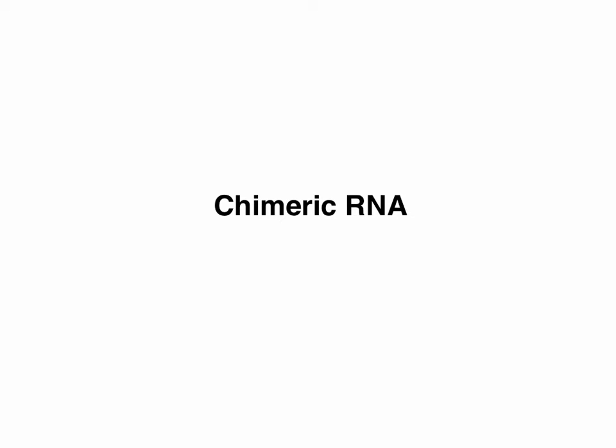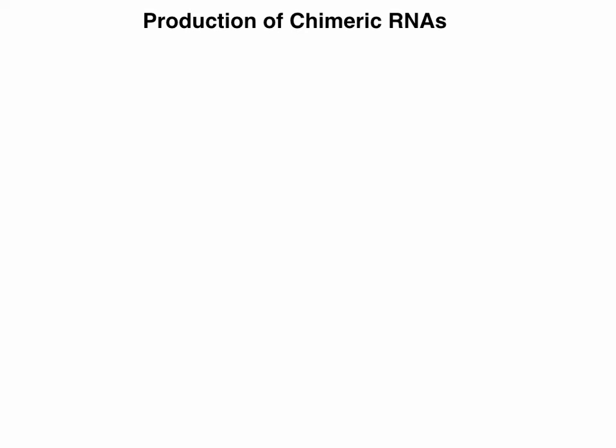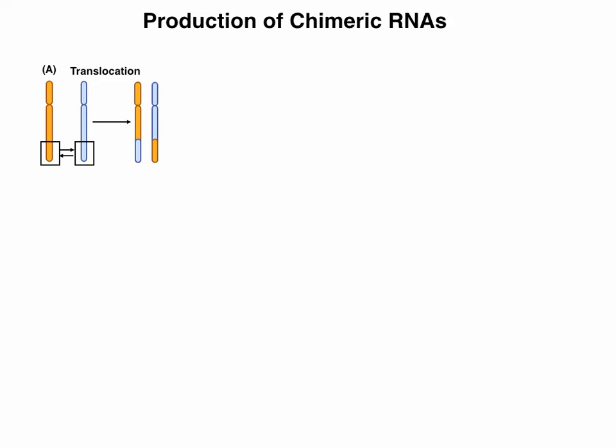Fusion transcripts or chimeric RNAs were once thought to be generated solely by chromosomal rearrangement. Chromosomal translocations, for example, are a well-documented source of gene fusions. One of the best-known examples of fusion genes, BCR-ABL, is the product of the Philadelphia chromosome.